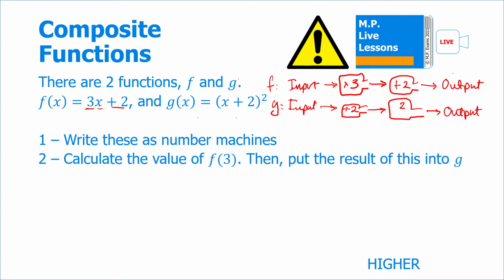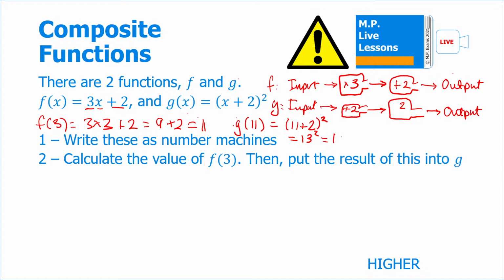Now, let's calculate the value of f of 3. So f of 3, to help with the number machine, we'll first multiply it by 3. So 3 times 3, then add 2, which gets us 9 plus 2, which is 11. Now we put this result into g. So that's g of 11, where we add 2 first, so (11 plus 2) all squared, that'll be 13 squared, which is 169. So what we've just actually done is calculated g of f of 3.